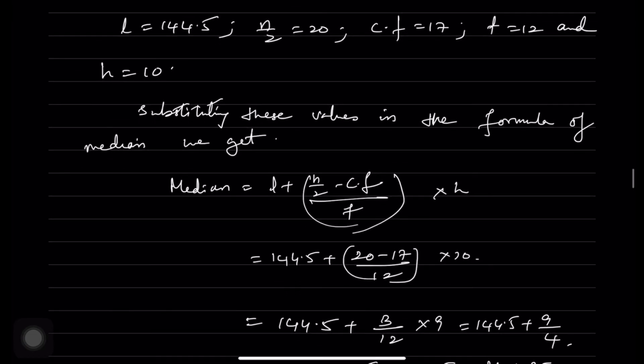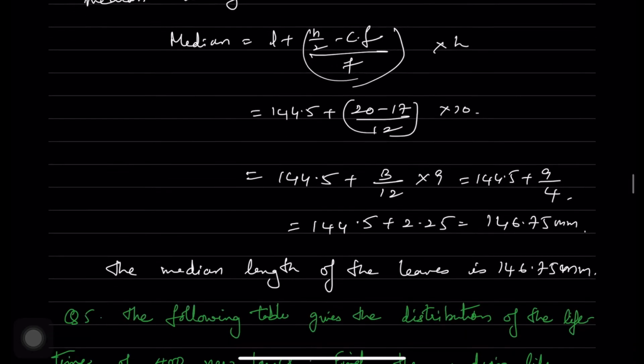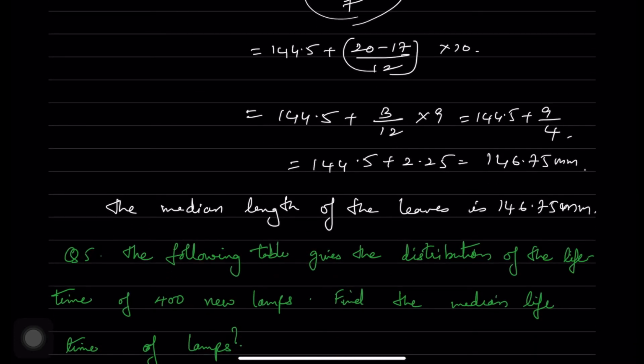So now we are putting in the formula: median is equal to L plus (N by 2 minus CF) by F into H. After substituting, you are going to get 144.5 plus 3 by 12 into 9, which is 144.5 plus 9 by 4, which is 2.25, which is 146.75 millimeters. So the median length of the leaves is 146.75 millimeters.